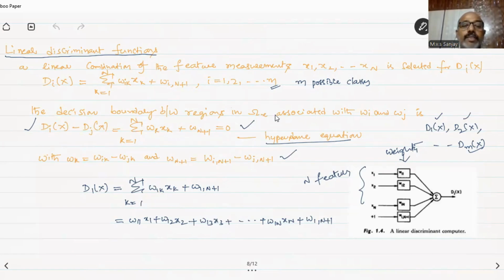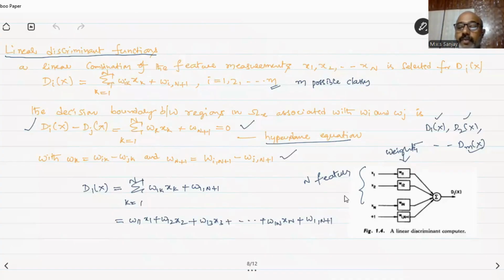The decision boundary between regions in feature space associated with omega i and omega j is di of x minus dj of x equals sigma k equals 1 to n of omega k into xk plus omega n plus 1 equals 0. This is also called the hyperplane equation, where omega k equals omega ik minus omega jk and omega n plus 1 equals omega i comma n plus 1 minus omega j comma n plus 1. So we need to calculate these weights. Only then can we go for the decision boundary expression.